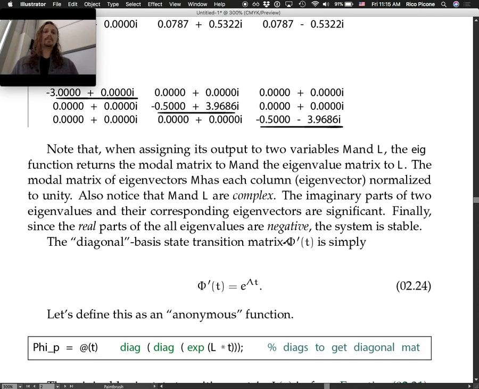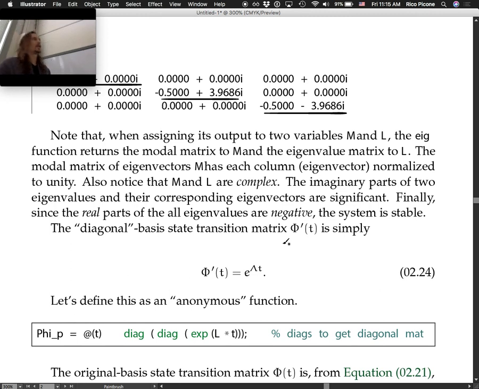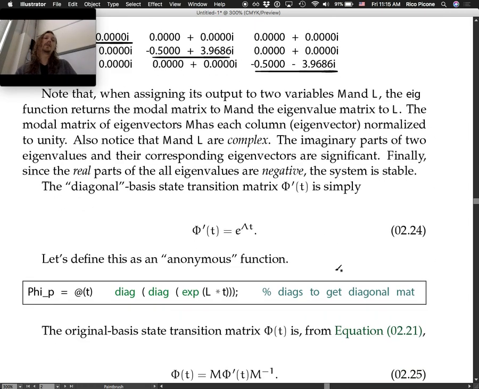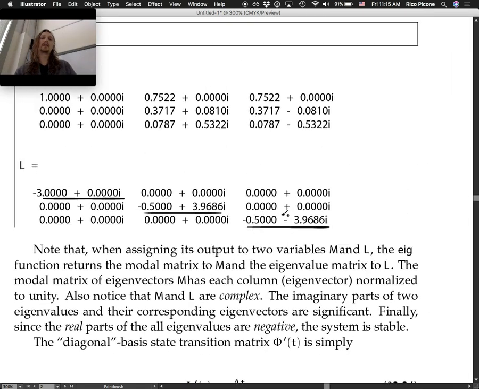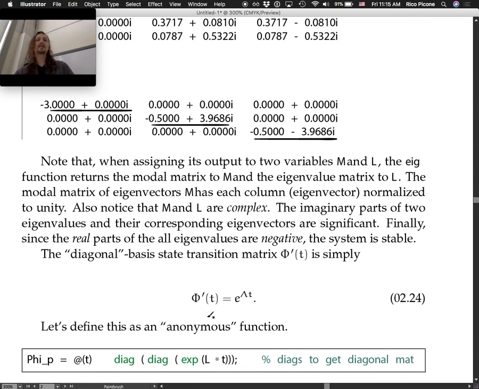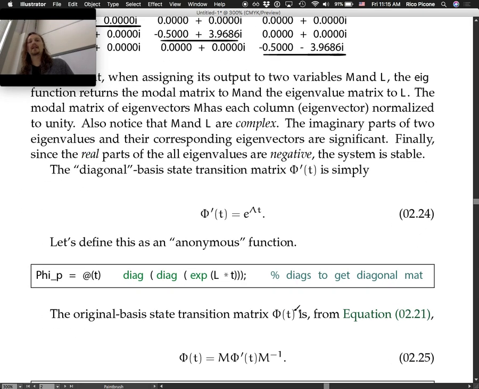So, in order to convert to the diagonal basis state transition matrix, or in order to take this result and construct the diagonal basis state transition matrix, we just need to do e to the lambda t, and I'm going to define that as an anonymous function, phi underscore p for phi prime, and I'll kind of explain with this.